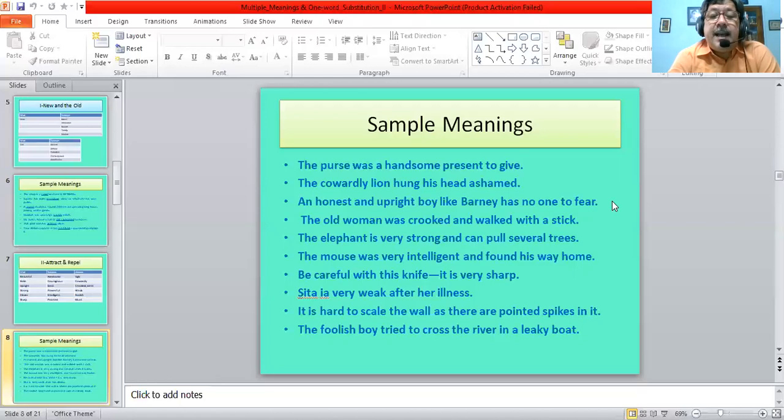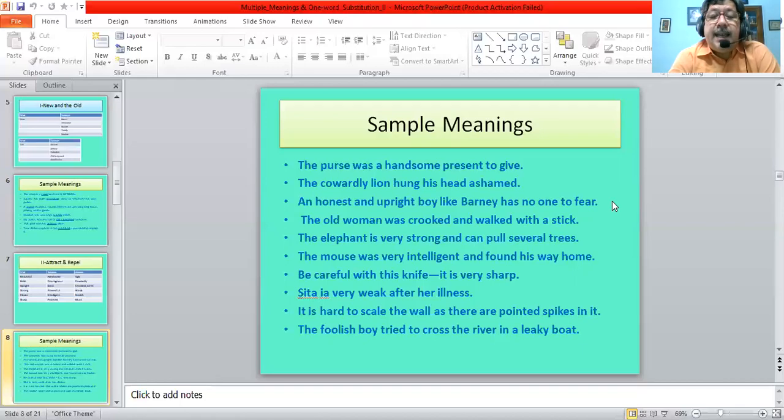Be careful with this knife, it is very sharp. So the sharpness of the knife which can cut somebody's hand, that is being stressed over here. Sita is very weak after her illness. So weak, she is physically weak or enfeebled because of illness.